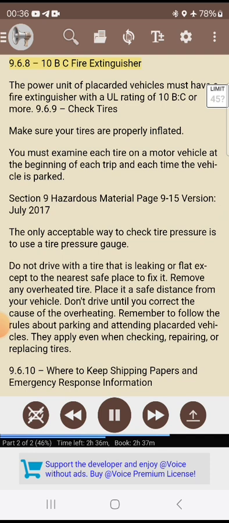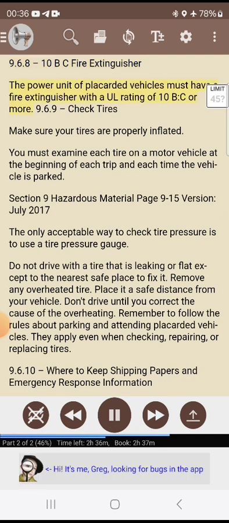9.6.8 10 BC fire extinguisher. The power unit of placarded vehicles must have a fire extinguisher with a rating of 10 B.C. or more.